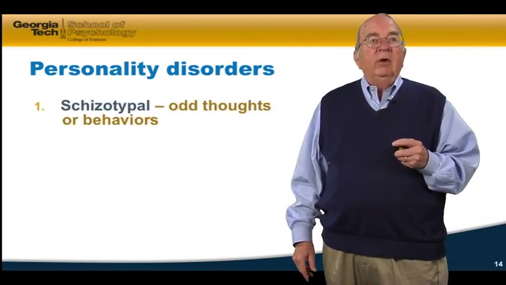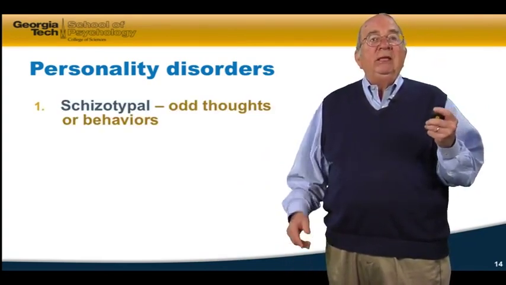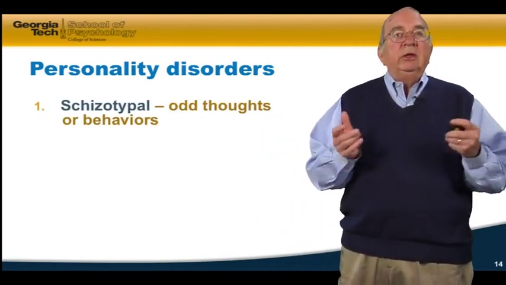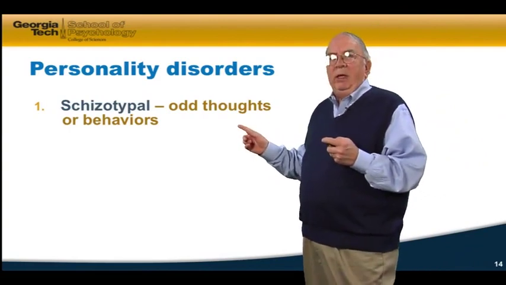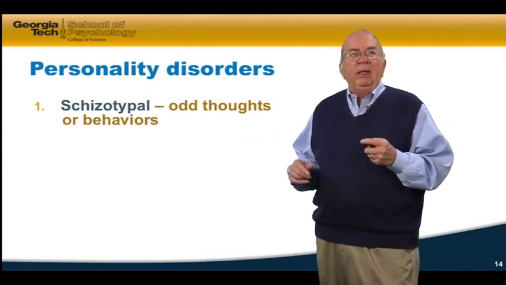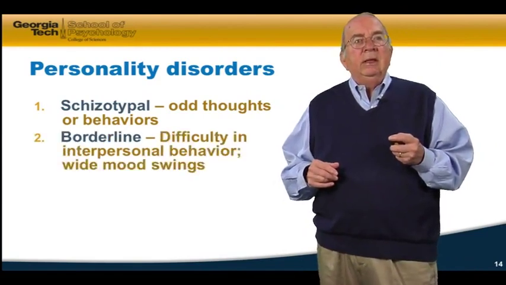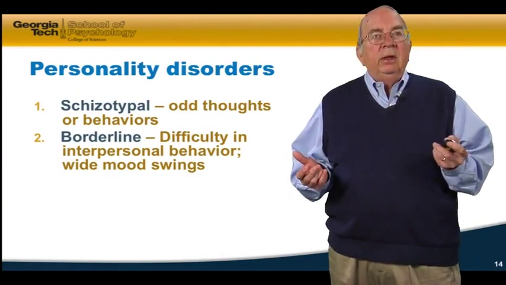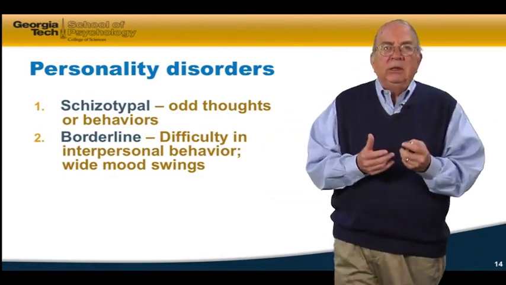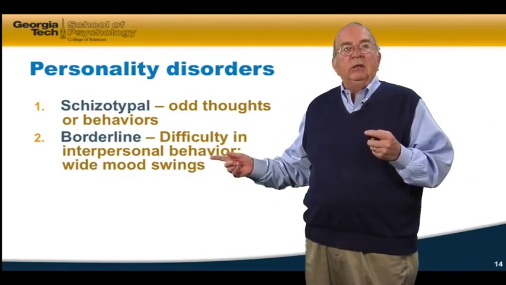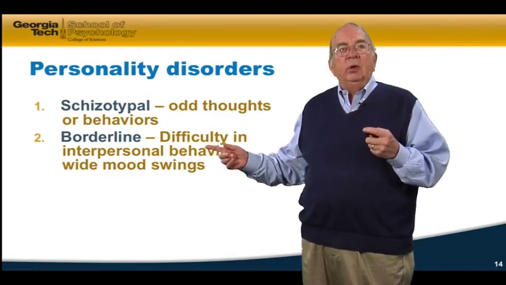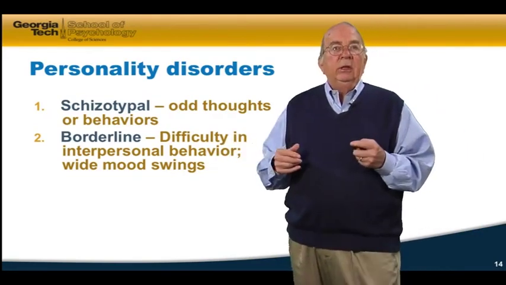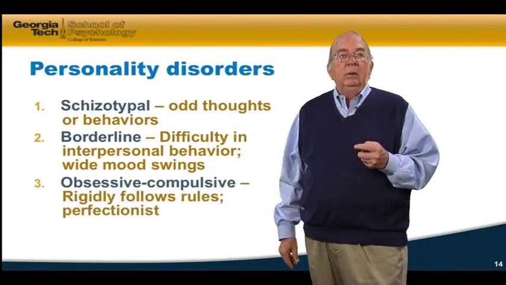And those are, first, schizotypal, which basically deals with odd thoughts or odd behaviors. Somebody that has idiosyncratic thoughts or idiosyncratic behaviors doesn't rise anywhere near to schizophrenia, but it is something that you can categorize. The second is borderline, which is a person who has difficulty in interpersonal behavior. There are wide mood swings, not that it comes as a mood disorder, but it does characterize this person. Borderline personality disorder is important because it's sometimes a predictor of suicidal thoughts. So it's something that people watch for.